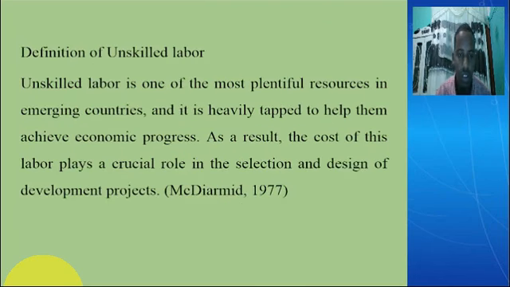Unskilled workers. Unskilled labor is one of the most plentiful resources in emerging countries, and it helps them achieve economic growth. As a result, the cost of this labor plays a crucial role in the selection and design of development projects. McLabor, 1997.